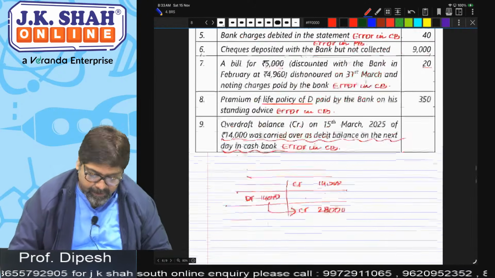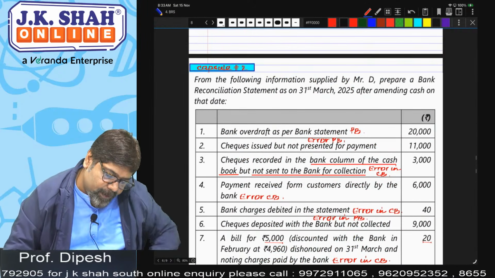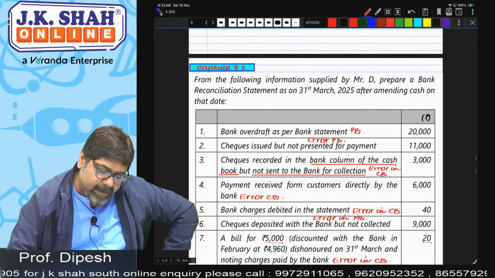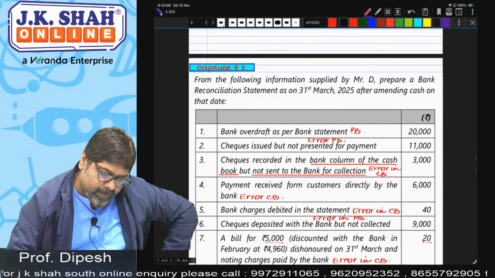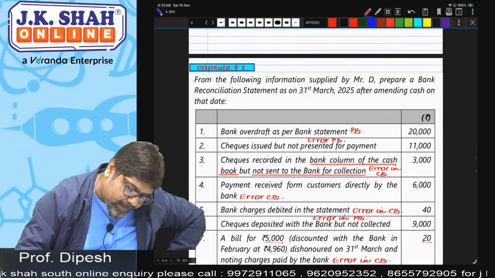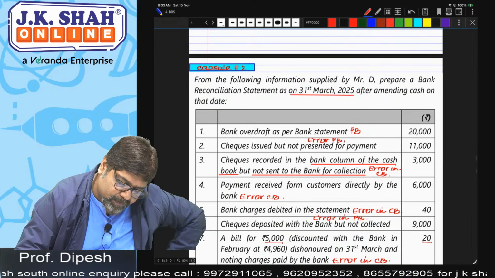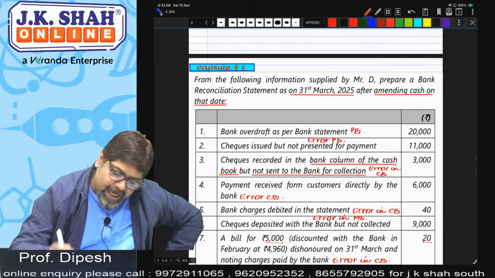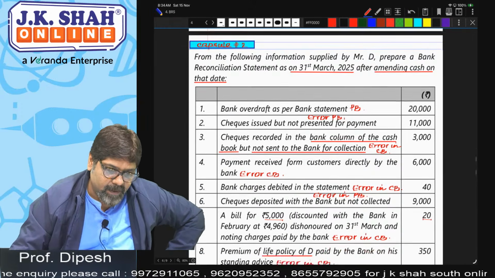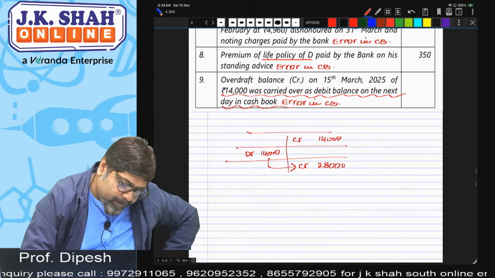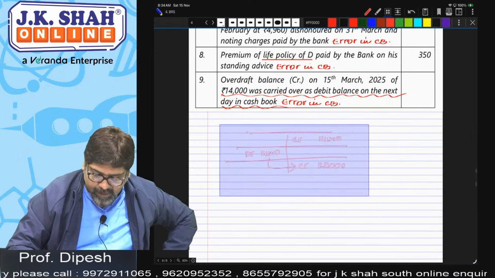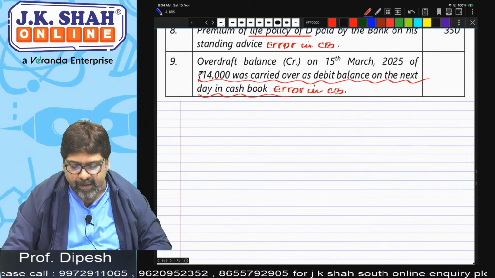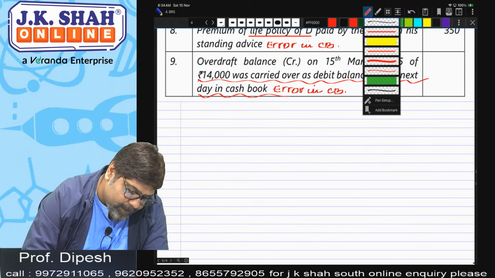Now, Chartered, tell me. They have told us to prepare the bank reconciliation statement on 31st of March 25 after amending the cash book. That means you are supposed to prepare the BRS after the cash book. So first I need to prepare the cash book. But is the cash book balance given? No. So what will we do?